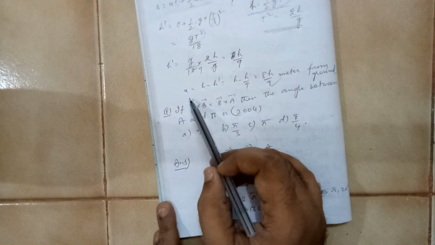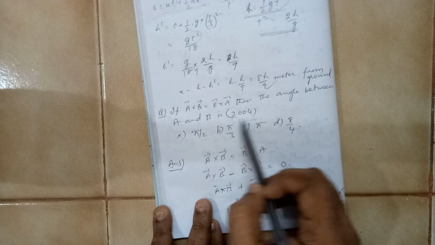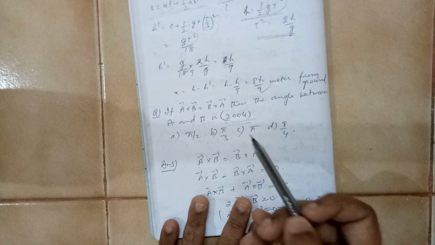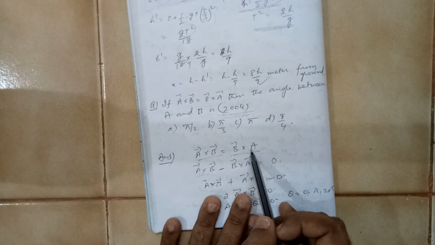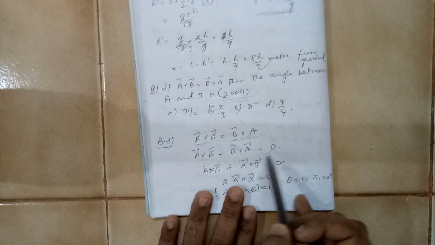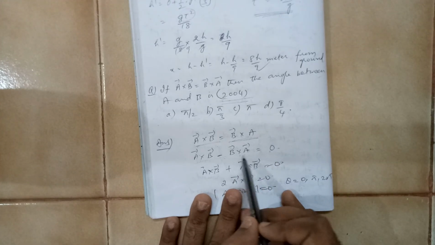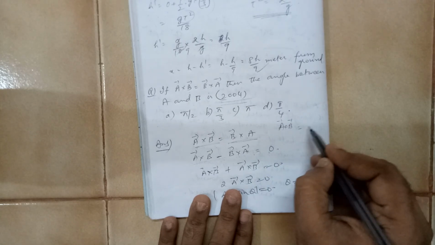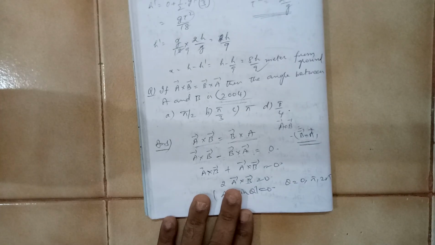Third, if A cross B is equal to B cross A, then the angle between A and B is how much? Asked in 2004. So it's a vector question. If A cross B is equal to B cross A, that means A cross B, when you take it on the other side, minus B cross A is equal to 0. Okay. So you know that minus B cross A is equal to A cross B. So A cross B is actually equal to minus B cross A. This is the relation we know.